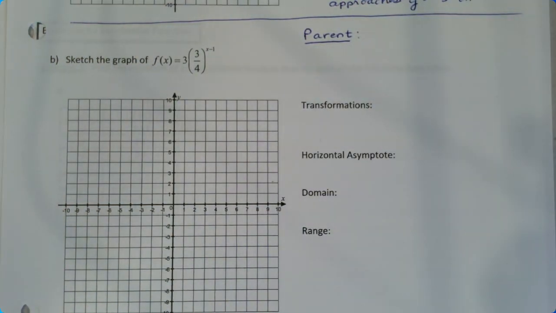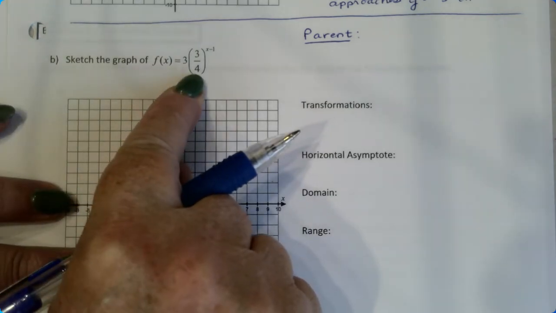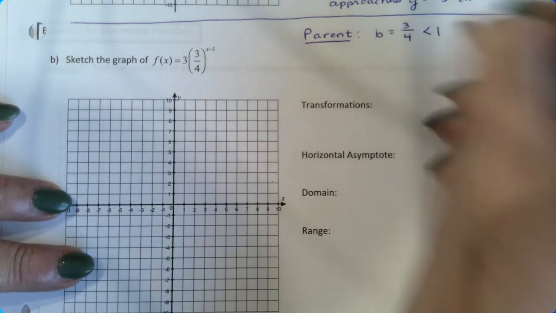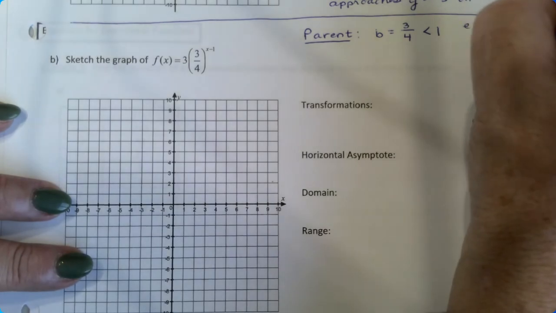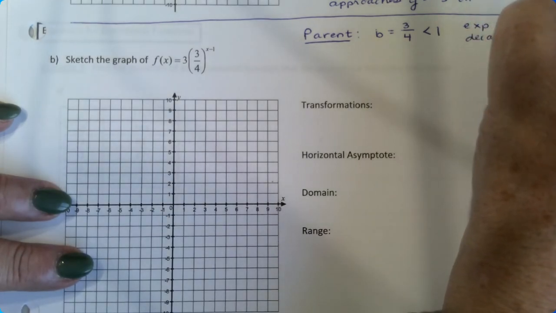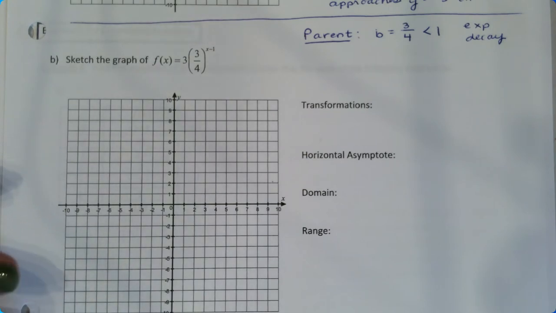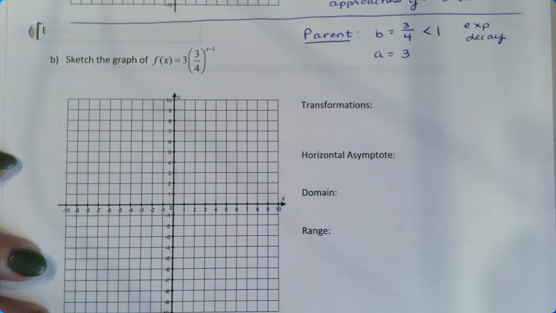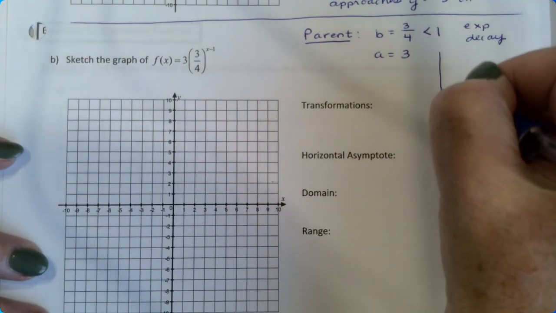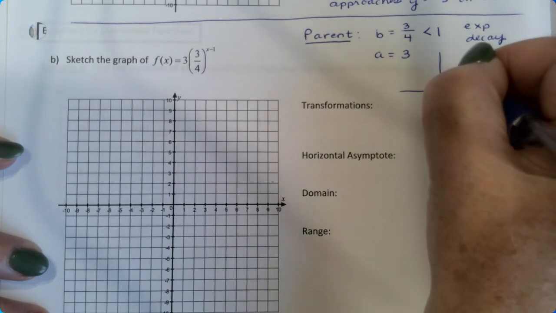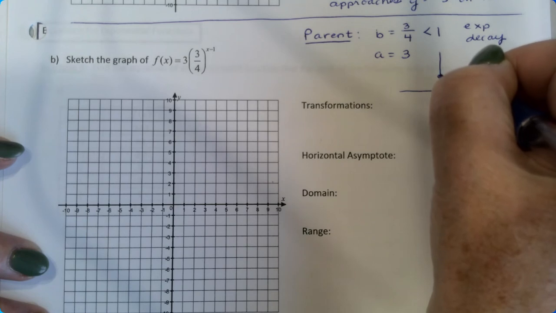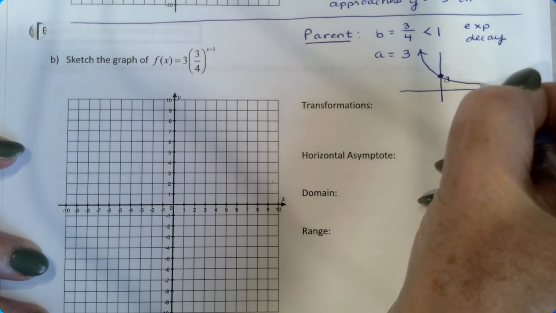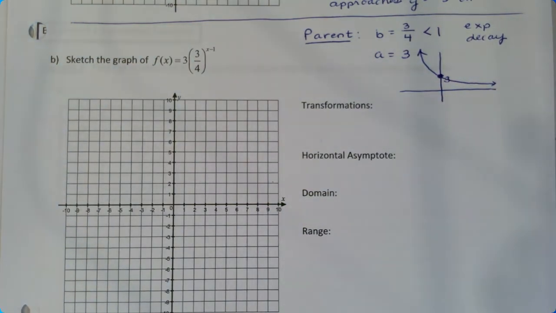Let's see. My parent function this time, since the base is 3/4, which is smaller than 1, it's going to be exponential decay. So this is the one that decreases or falls from left to right. A value here is 3. So just kind of visualizing that. My y-intercept would be at 3. And this one's large on the left side, and then it falls and gets small on the right side, exponential decay.